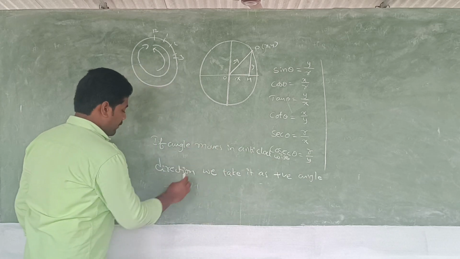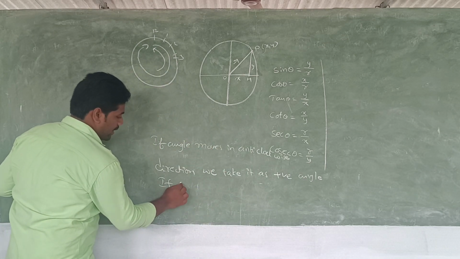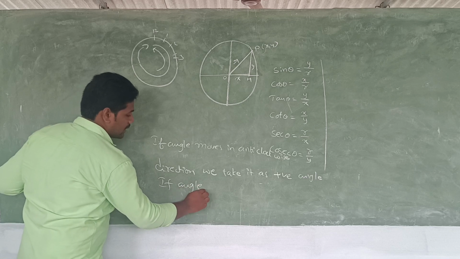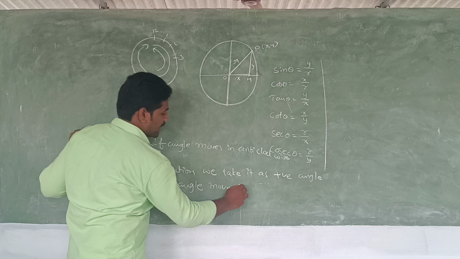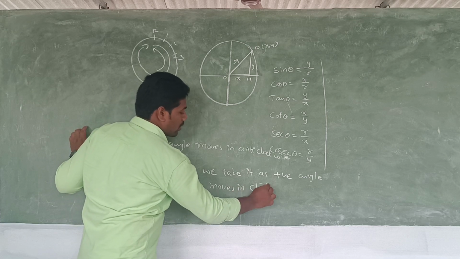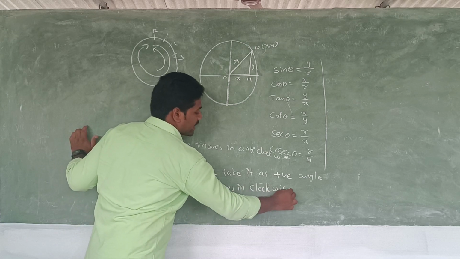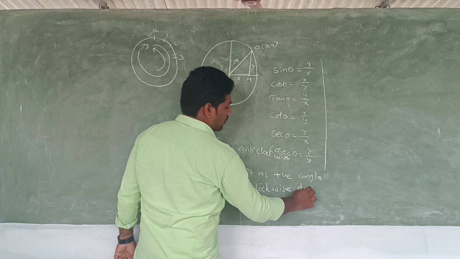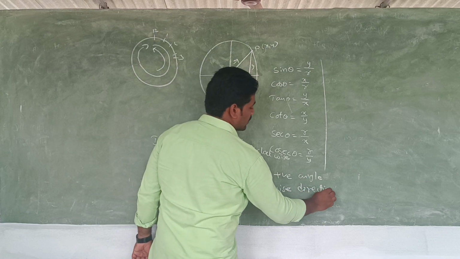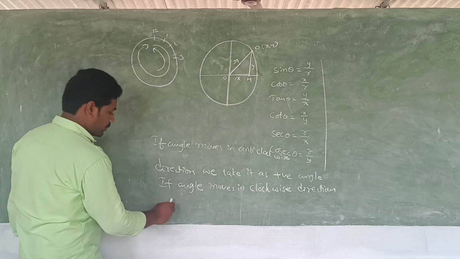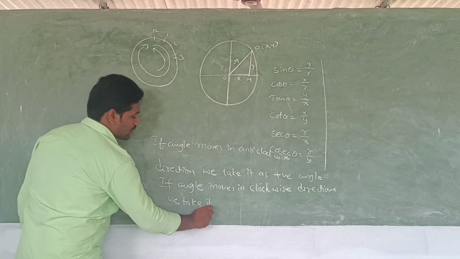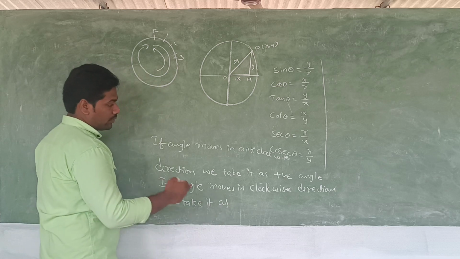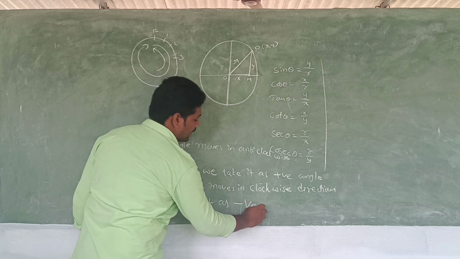If the angle rotates or moves in the clockwise direction, we take it as a negative angle.